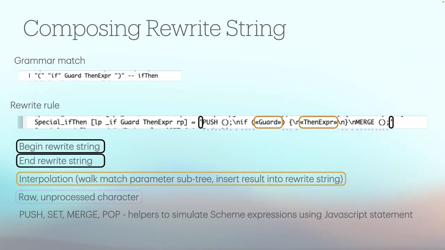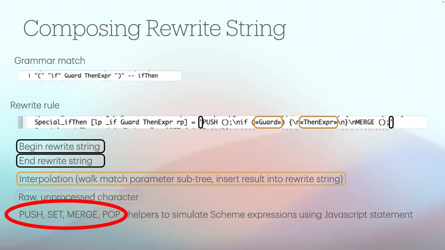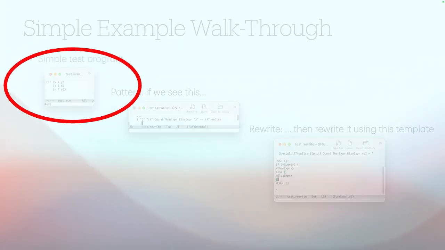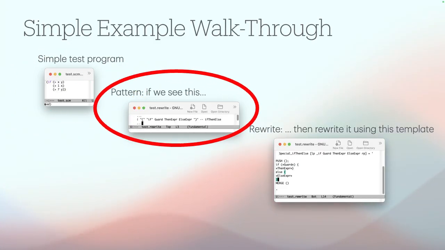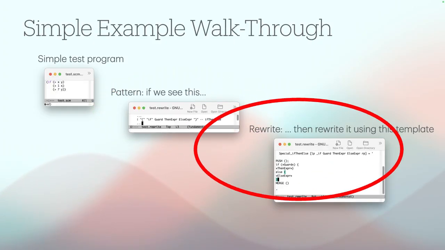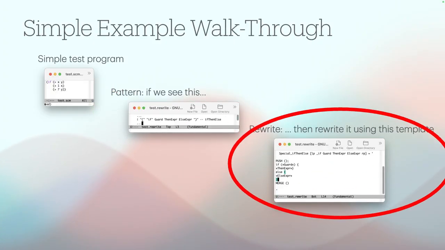To cross the chasm between Scheme expression semantics and JavaScript statement semantics, I invented 4 small functions that operate on a stack of expressions: push, set, merge, pop. The generated code relies on these functions. I've contrived a simple example to show how code is generated for an if-then-else expression. We pattern match the incoming text, and if we see a particular pattern, we send it to the rewriter to create a different string for it.